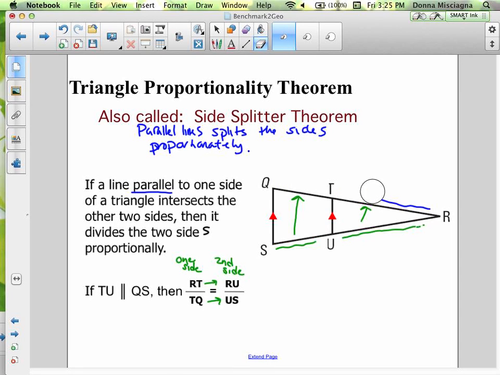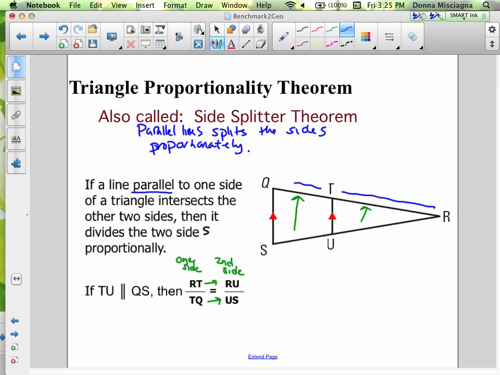And just like we had to match corresponding parts when we were solving with similar triangles, we have to match corresponding parts. So RT goes with TQ. So RT over TQ equals RU over US. So one side in one fraction, the other side in the other fraction, and then match them across. So RT and RU are across from one another, so RT and RU are in the numerator. TQ and US are across from one another, so TQ and US are in the denominator.